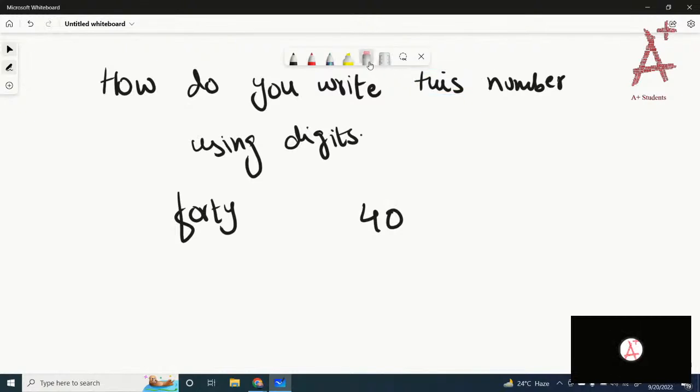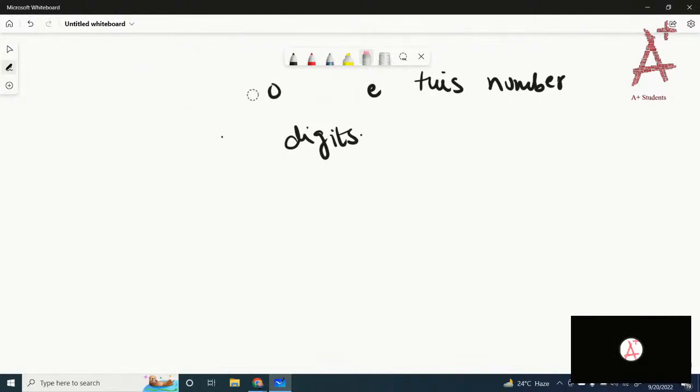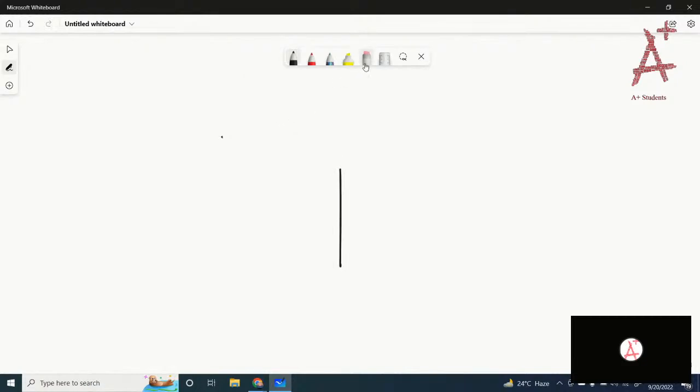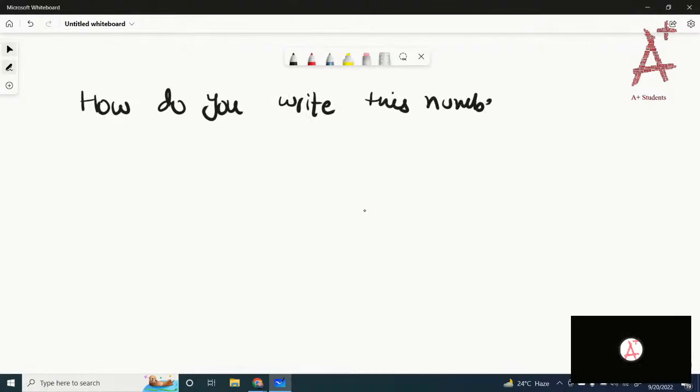Okay, the next one is, how do you write this number using digits? And it is 11.